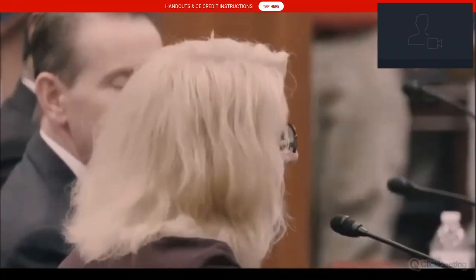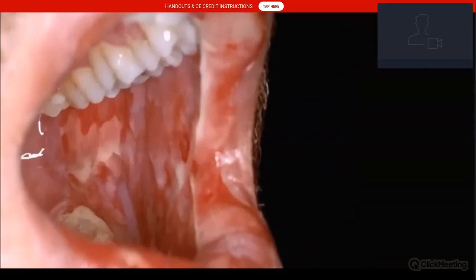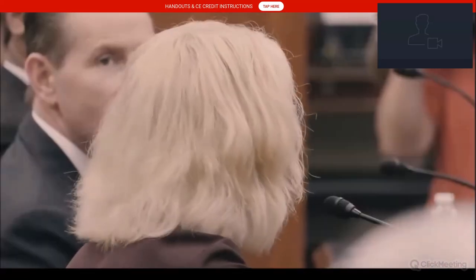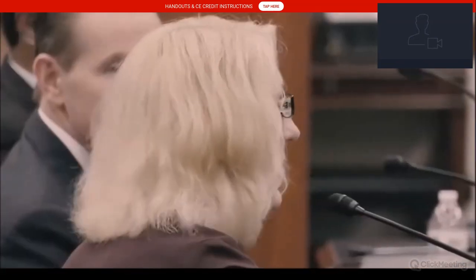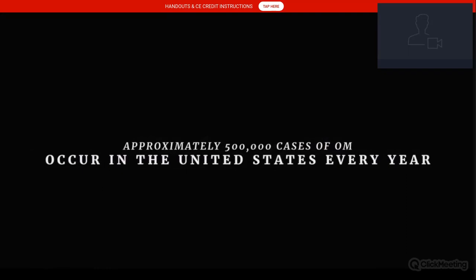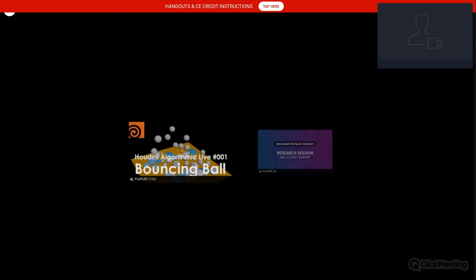One of the most debilitating side effects reported by patients from cancer therapy is oral mucositis. Oral mucositis, or OM, is an inflammation of the lining of the oral cavity, which leads to ulceration. Altered nutritional status is another issue that we see in these patients. They can't eat, they can't drink, and of course, extreme pain. You get a bone marrow transplant with high-dose chemotherapy, you're at 100% risk for developing oral mucositis. Approximately 500,000 cases of oral mucositis occur in the U.S. per year. In 2009, Medicare reimbursed over $40,000 per patient for ulcerative mucositis lesions.